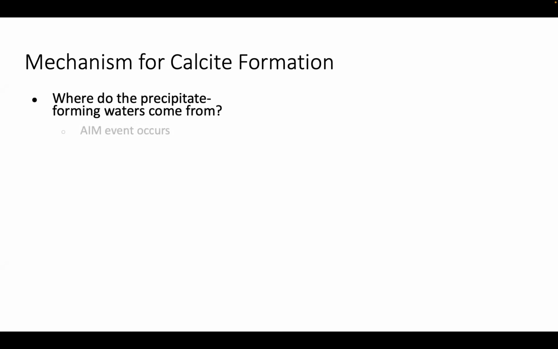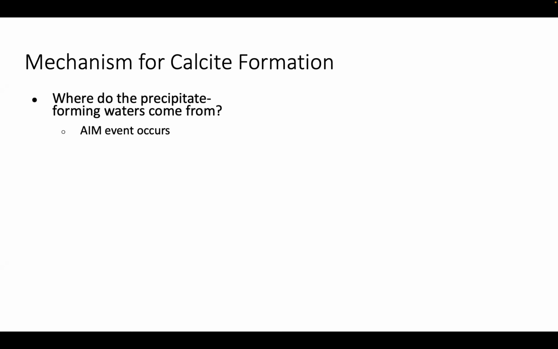Now that we can say that the calcites are correlated to the AIMS in a statistically significant way, we need a mechanism to explain how they are connected. I'm just going to quickly run through the working model that we have to explain the connection, but you'll hear about it in some more detail from Gavin later as well. So the question is, where do the precipitate forming waters come from?